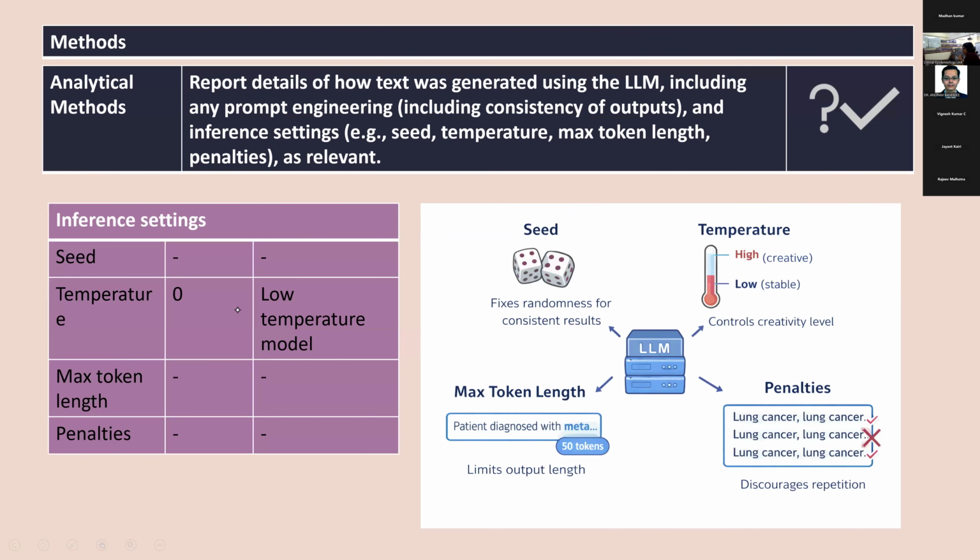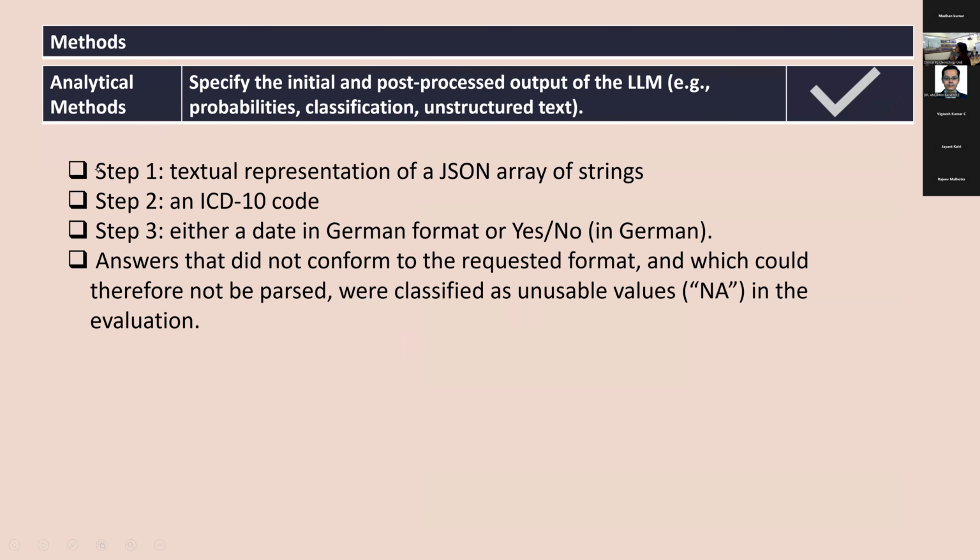So how have they disclosed all of these things? The temperature they have kept at 0. So this is a low temperature model, whereas they have not disclosed the seed or the maximum token length or penalty. So overall, I feel this is partially fulfilling the requirement. Next is specify the initial and post-processed output of the LLMs. So the output is, for step 1, the textual representation of JSON, an array of strings. Step 2 is an ICD code. Step 3 is either a date in German format or a yes or no in German format. And any answers that do not conform to the requested format will be noted as blank or NA in the evaluation. So they have specified.